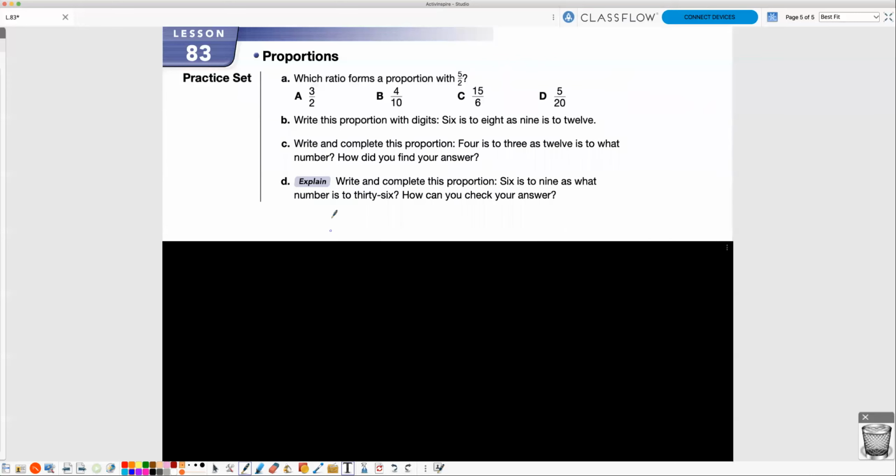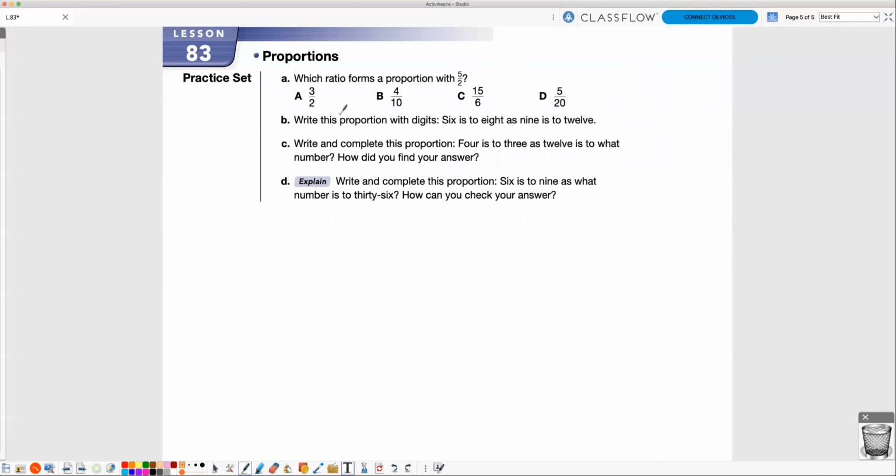All right, let's try these. Which ratio forms a proportion with 5 to 2? So we have to look at this. If I was to write 5 to 2 here, I'm just going to put 5 to 2 in each of these positions. And instead of just trying to figure out what reduces, I'm going to look at the cross multiplication. This one would be 10. So if I was to cross those, that'd be 10, this would be 6.